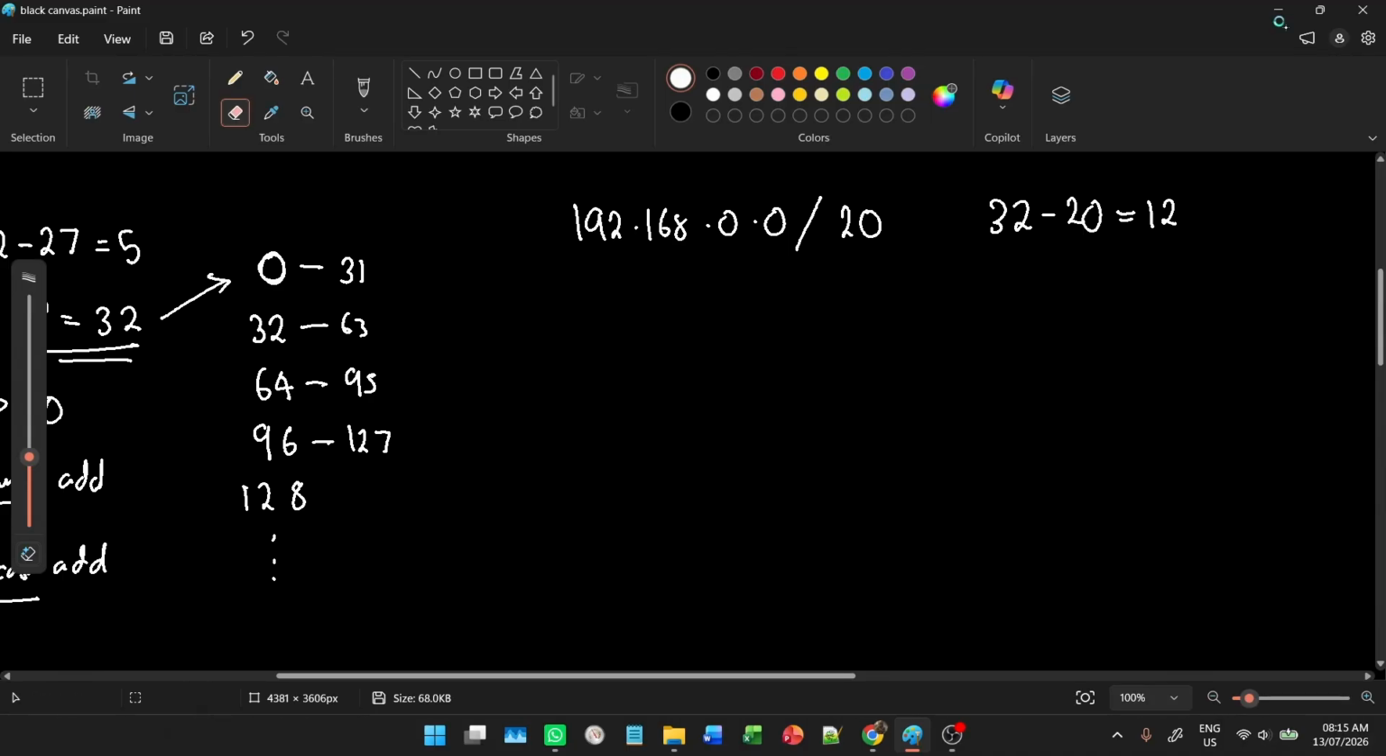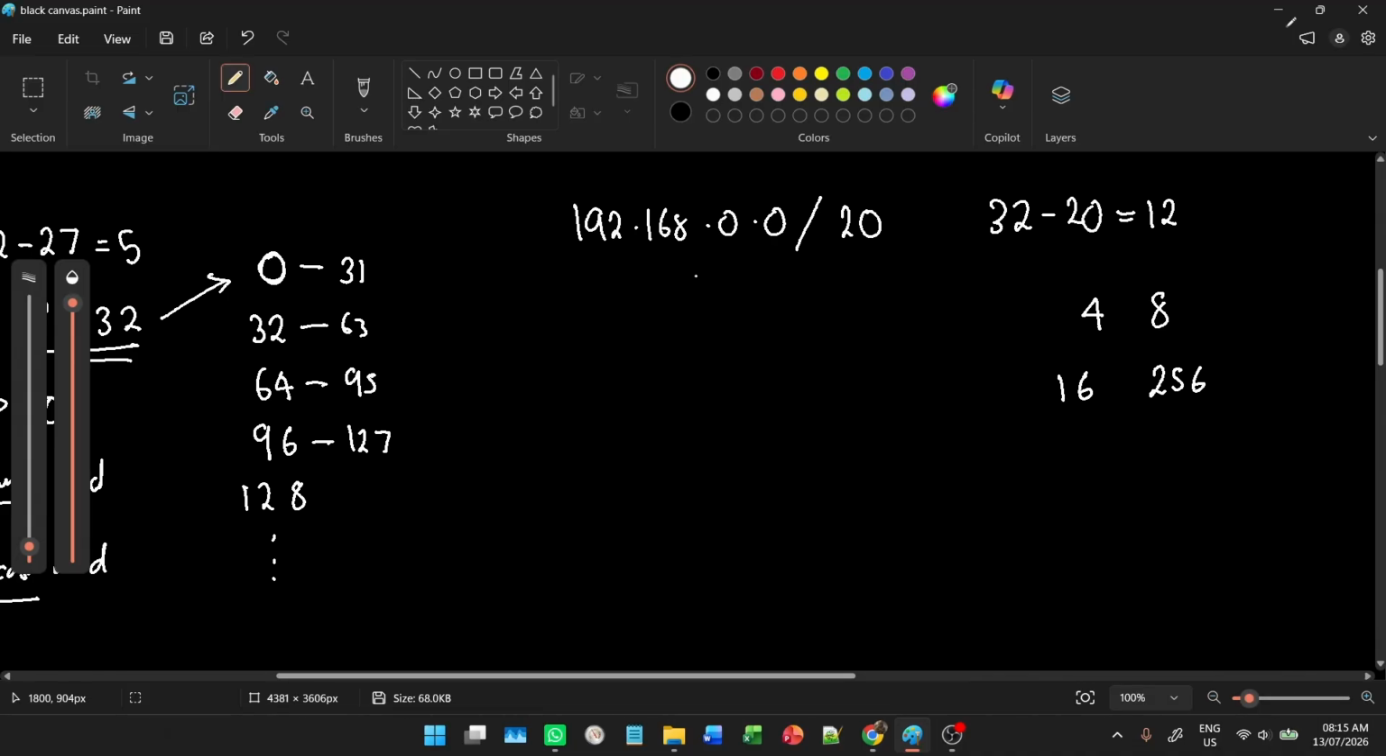We break this into blocks. So 12, we do 8 and 4. Here we have 2 to the power 8, which is 256, and here we have 2 to the power 4, which is 16, right? Basically we have 16 here.